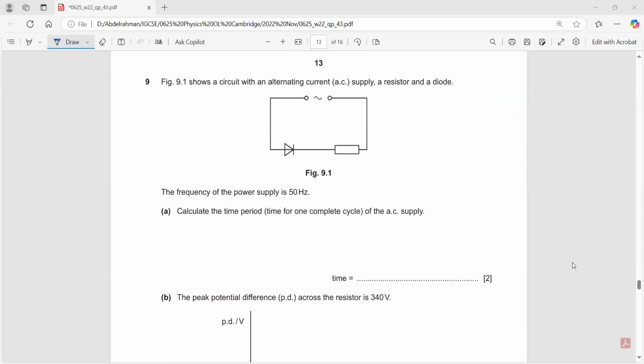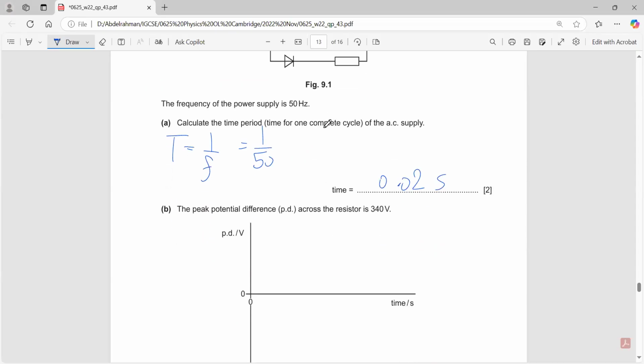Figure 9.1, you have a circuit, you have a diode, you have a resistor, alternating current. The frequency is 50 hertz. Can I find the time to complete one cycle? Basically, I need to find the period. How can I find the period of this AC? Period equals 1 over f. So period equals 1 over 50, which is 0.02 seconds. That's it. Period, 1 over frequency.